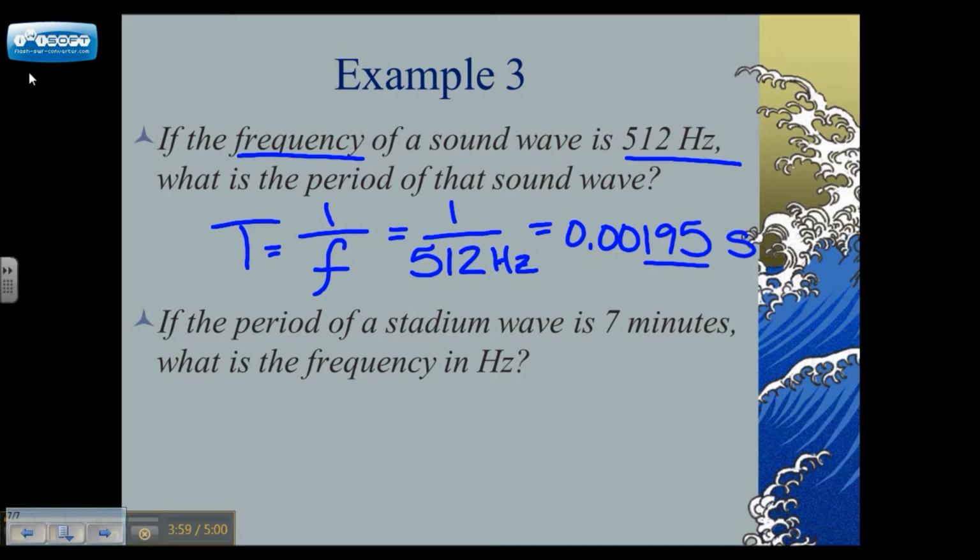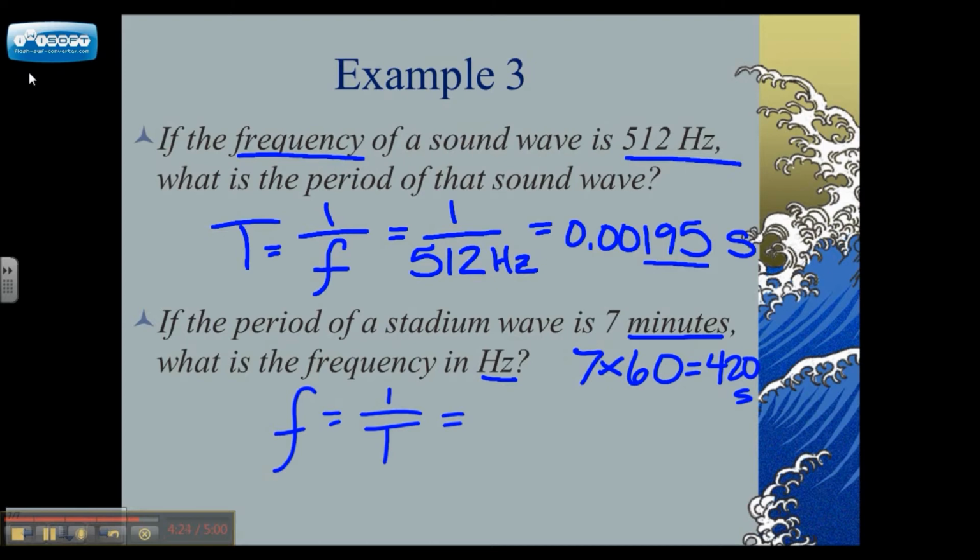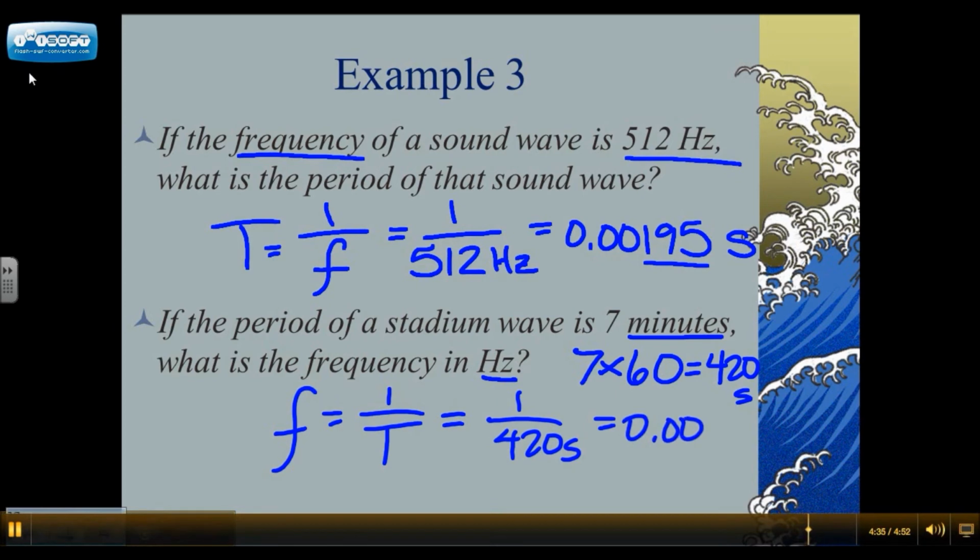For the second example, the period of a stadium wave is 7 minutes. What is the frequency in hertz? Since hertz deals with seconds, we have to convert minutes to seconds. To do that, just multiply by 60. 60 seconds in a minute. And we get 420 seconds. So now we just use our inverse relationship, 1 over period. And so we get 1 over 420 seconds, which gives us 0.00238. And that's going to be in hertz.